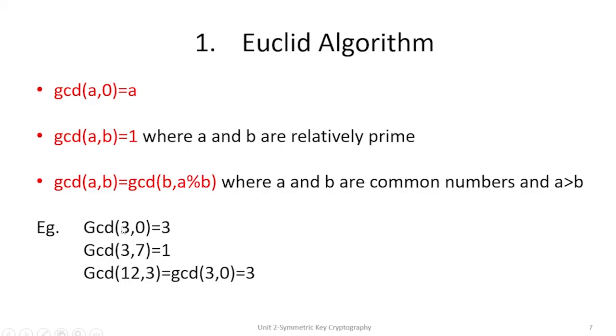These are a few examples for finding the GCD of two numbers. GCD of 3 comma 0 is applicable to the first case, so the answer is a, which means 3. GCD of 3 comma 7: 3 and 7 are relatively prime, which means those two numbers have a common divisor of only 1. That is the meaning of relatively prime. So the GCD of 3, 7 is 1. And 12, 3 are not relatively prime. From these, I take the greater value as a, which means 12, and b means 3. The formula is GCD of b, a mod b. The b value is 3, and a mod b means 12 mod 3, so the remainder is 0. Then this is applicable under rule 1, so the answer is 3.